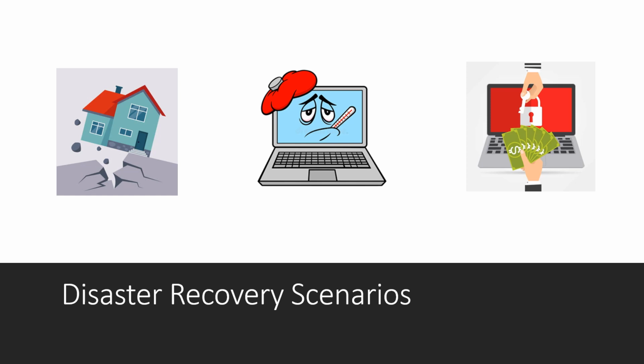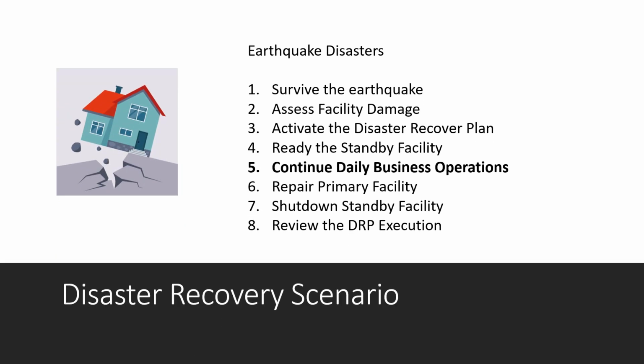We will now walk through some response examples for different disaster scenarios. Responding to an earthquake disaster, all personnel will move away from hazards like windows and take cover until the shaking stops. Once the earthquake stops, all personnel will evacuate from the building to the safe zone. Once the building has been emptied of personnel and everyone has been accounted for, the facilities manager and safety engineer will assess facility damage. If required, they will activate the disaster recovery plan.